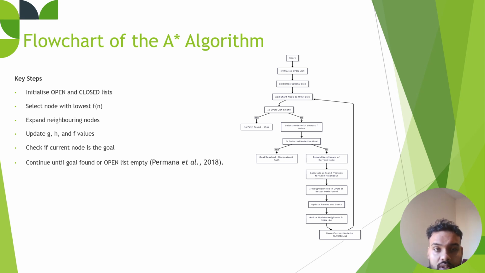The algorithm continues this loop until either we find the goal or the open list becomes empty, which would mean no path exists. This systematic exploration guided by heuristics makes it so efficient compared to uninformed search algorithms.